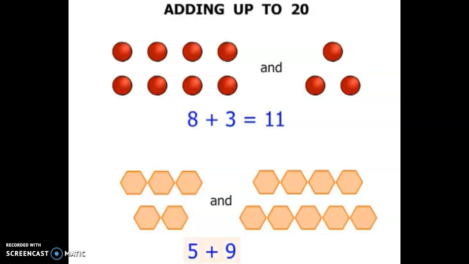Now we have 5 plus 9 as our picture, and let's go ahead and count them. 1, 2, 3, 4, 5, 6, 7, 8, 9, 10, 11, 12, 13, 14. 5 plus 9 equals 14. And that is our problem and the answer.